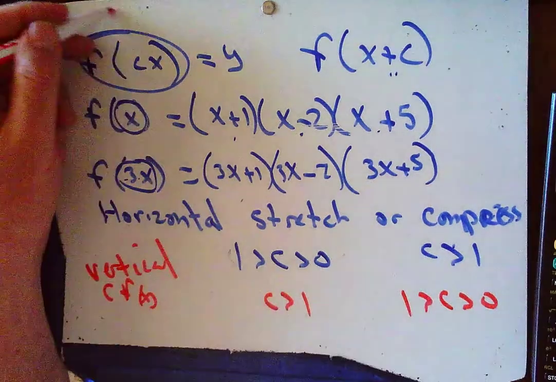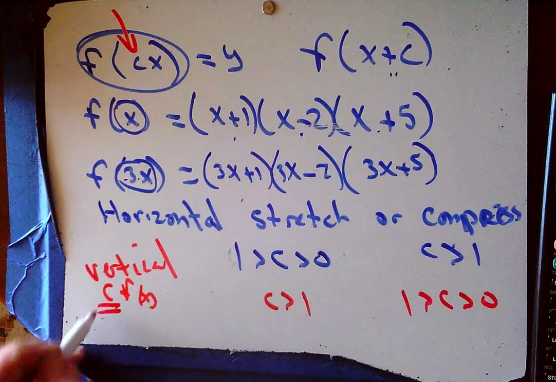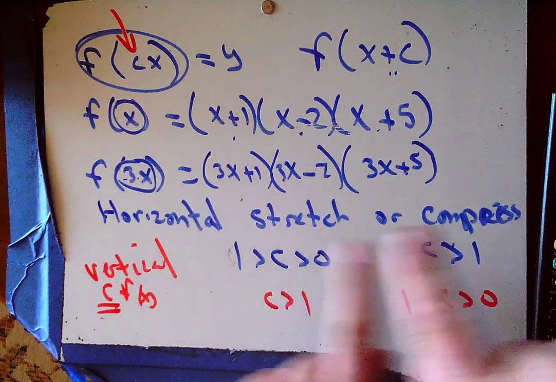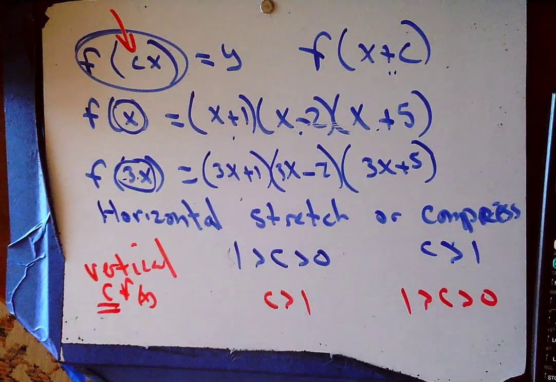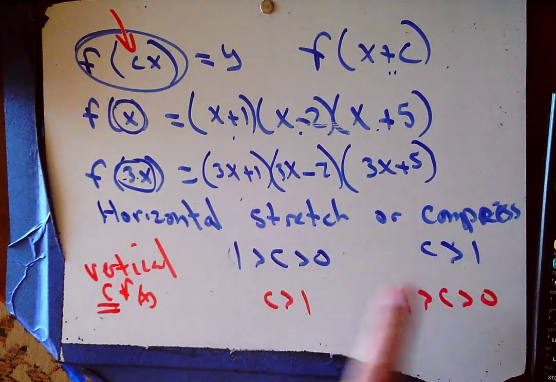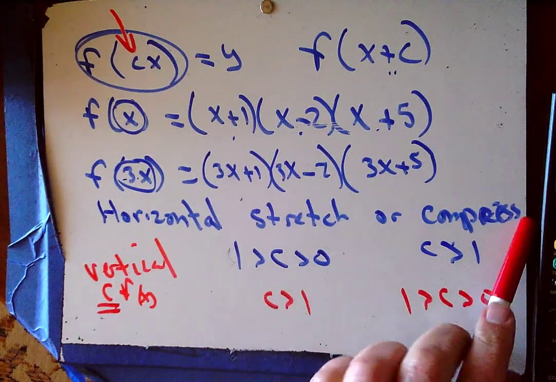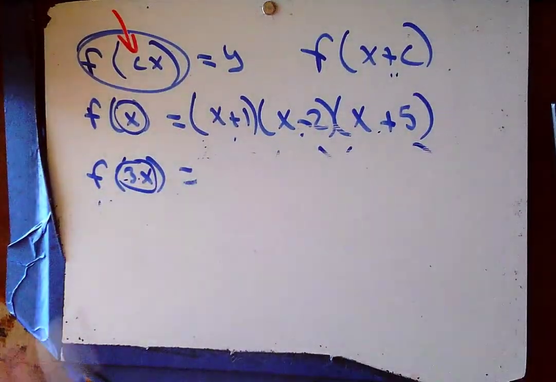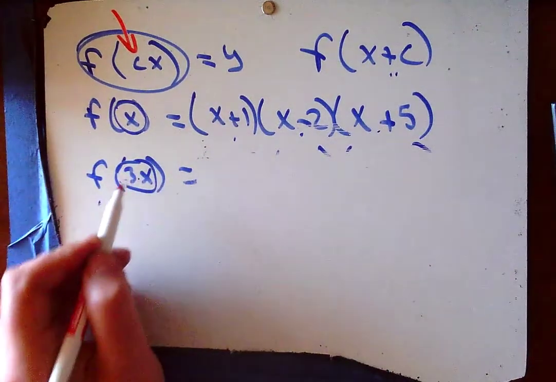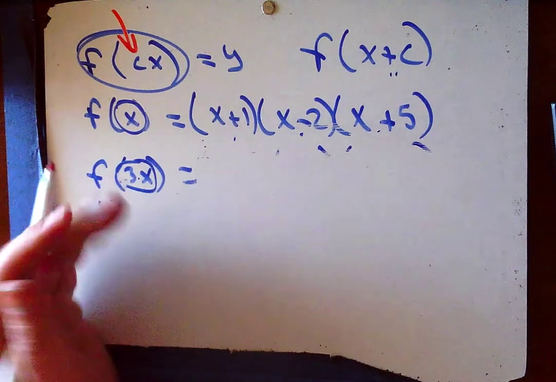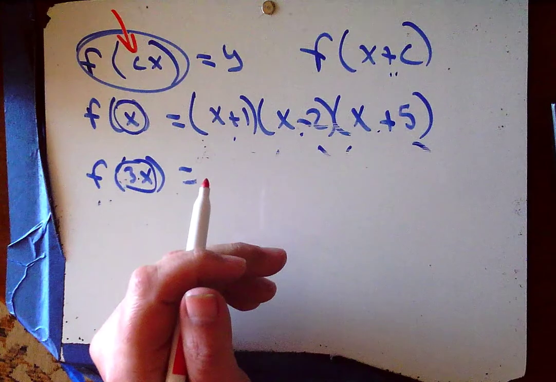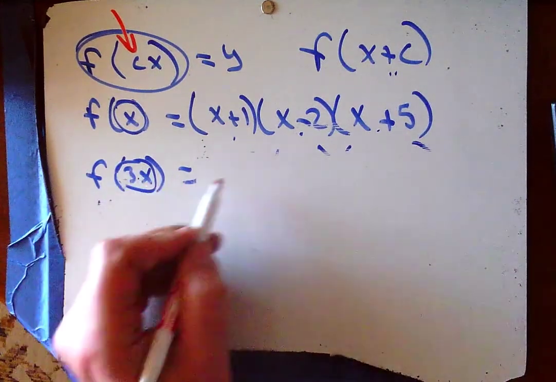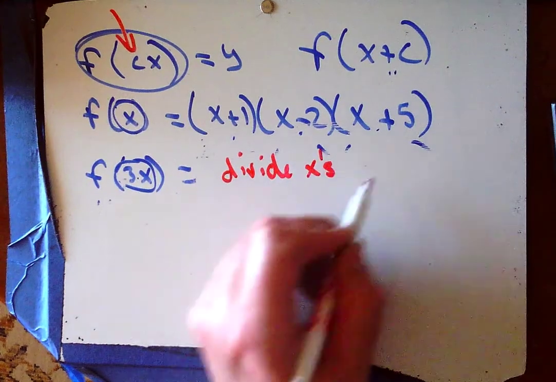Again, inside affects the x's, outside affects the y's. Inside is opposite, so on the outside we knew this. On the inside, that switches and becomes the opposite. So now we have a compression when C is bigger than 1, and we have a stretch for values of C between 0 and 1. So when I see this, what am I supposed to do? Well, this number is bigger than 1, so I know my graph is going to squish in. And if my graph squishes in, that means I'm doing something to the x values. What is it that I'm doing to the x values? I'm going to divide the x's by 3.